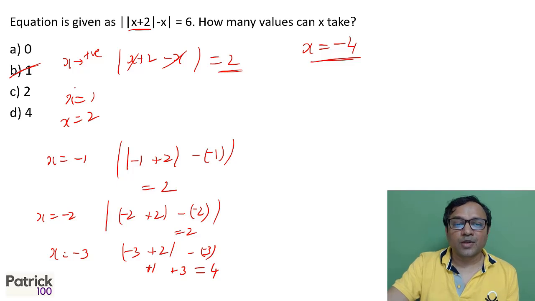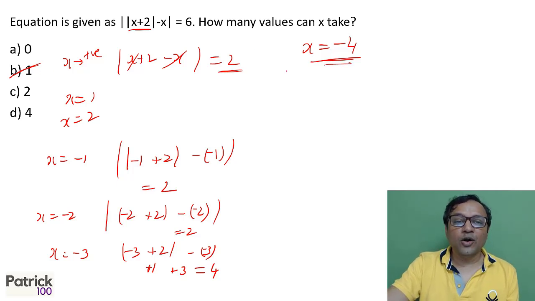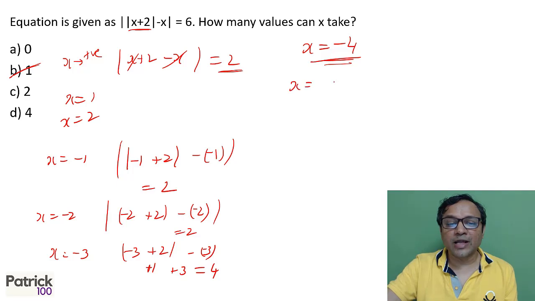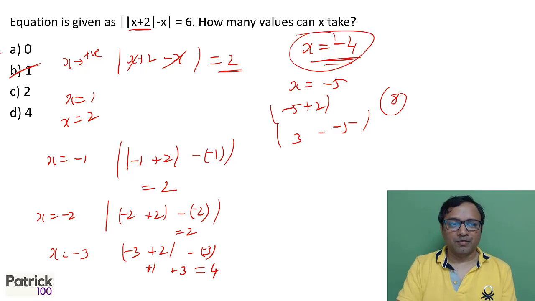So only one value. How many values can x take? One value. So a positive value doesn't satisfy, it always gives you 2. You can substitute and check out. At negative, when you keep on substituting, you see it increases after a particular period of time. So that means at x equal to minus 4, you will get 6. Only one value. Beyond that, if you go, it will keep on increasing. For example, if you put x equal to minus 5, you will get minus 5 plus 2, which is 3, and minus minus 5 will give you 8. It will keep on increasing. So only one value will satisfy.